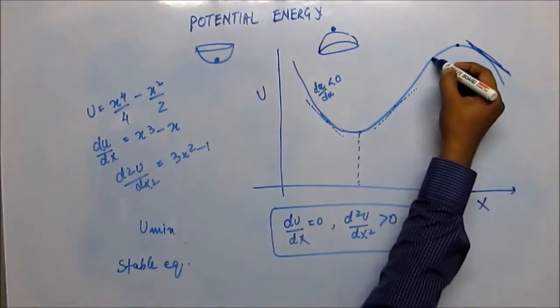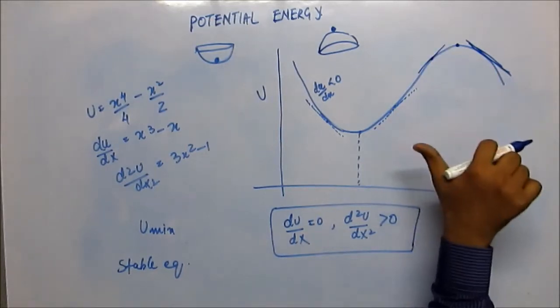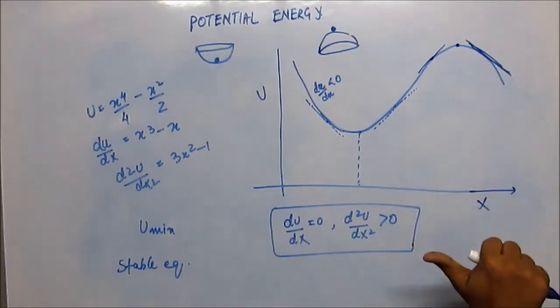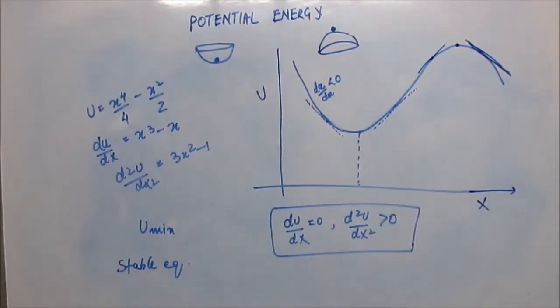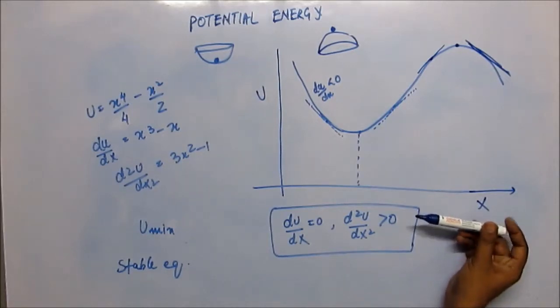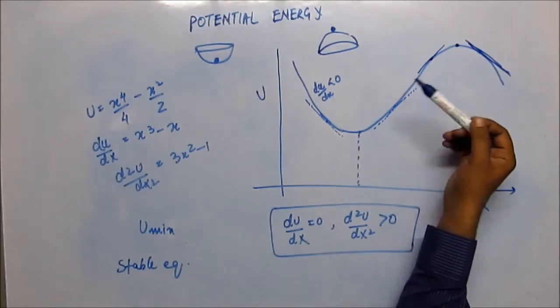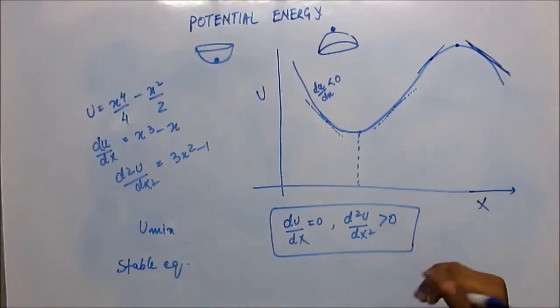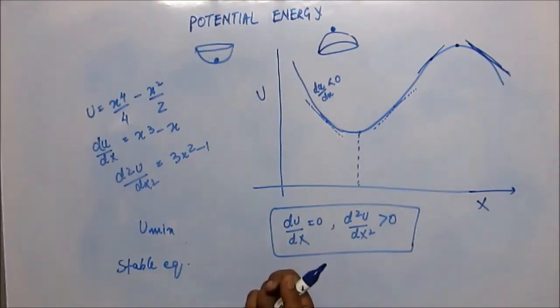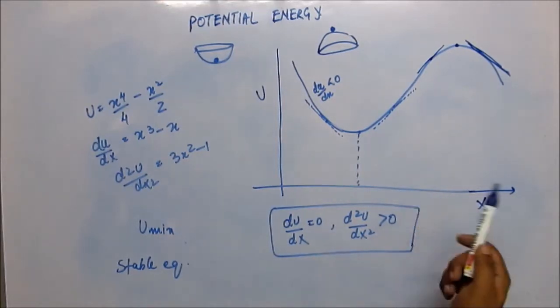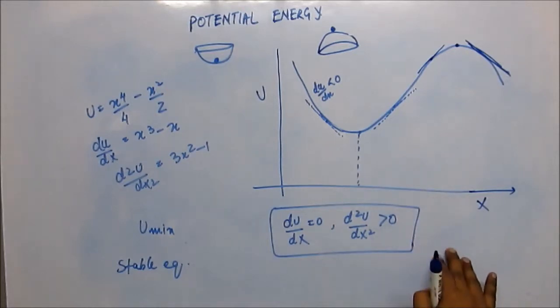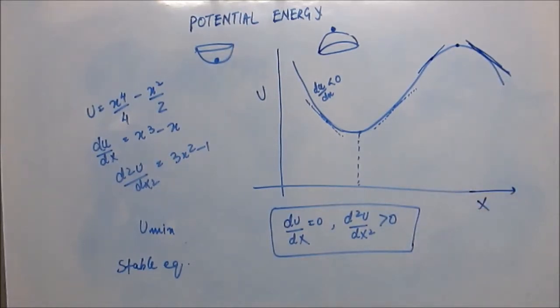Similarly, at a point towards the left of the peak point on this graph, the slope is positive. That means dU by dx is positive. That means force is negative. Force is negative meaning the force is directed in this direction, and the displacement from this point to this point is also in this direction. So the force is going to further drag the ball in the same direction. It is not going to bring it back to the equilibrium. So via this graph we understand that this point should be the point of unstable equilibrium.